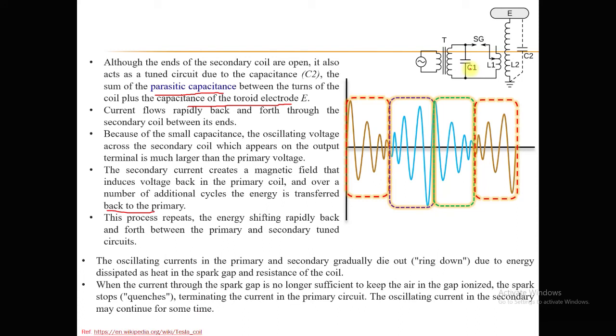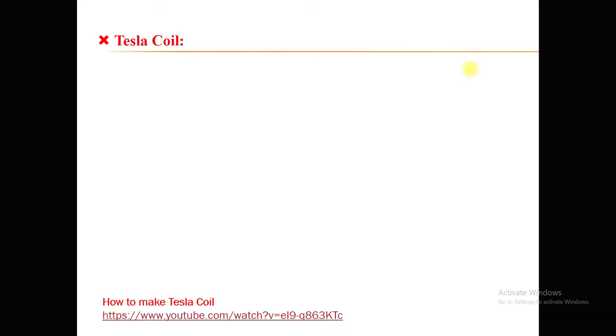So when the current through the spark gap is no longer sufficient to keep the air in the gap ionized, the spark stops or quenches, terminating the current in the primary circuit. The oscillating current in the secondary may continue for some time, and after some amount of time, the energy in the secondary reduces to zero. Okay, so the current from the supply transformer begins charging the capacitor C1 again, and the whole cycle repeats. So this is how the Tesla transformer works.